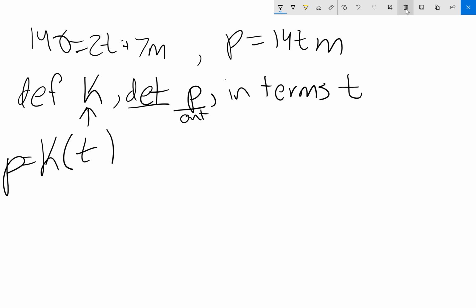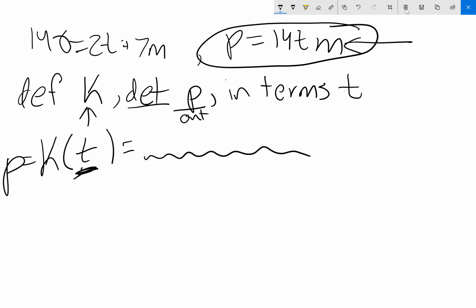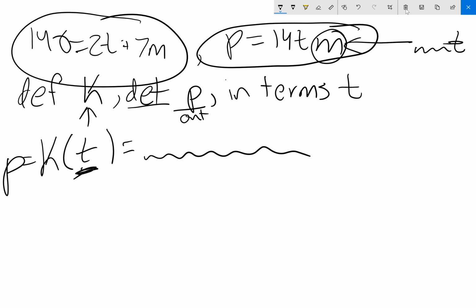Okay. So we want whatever this equation to be, the only variable that it should have is t, right? So we could try to use this, but this m is the issue. So we want to convert that m into some equation that has t in it. Do we have an equation that has t and m in it? We do. We have this one. So we have 140 equals 2t plus 7m.